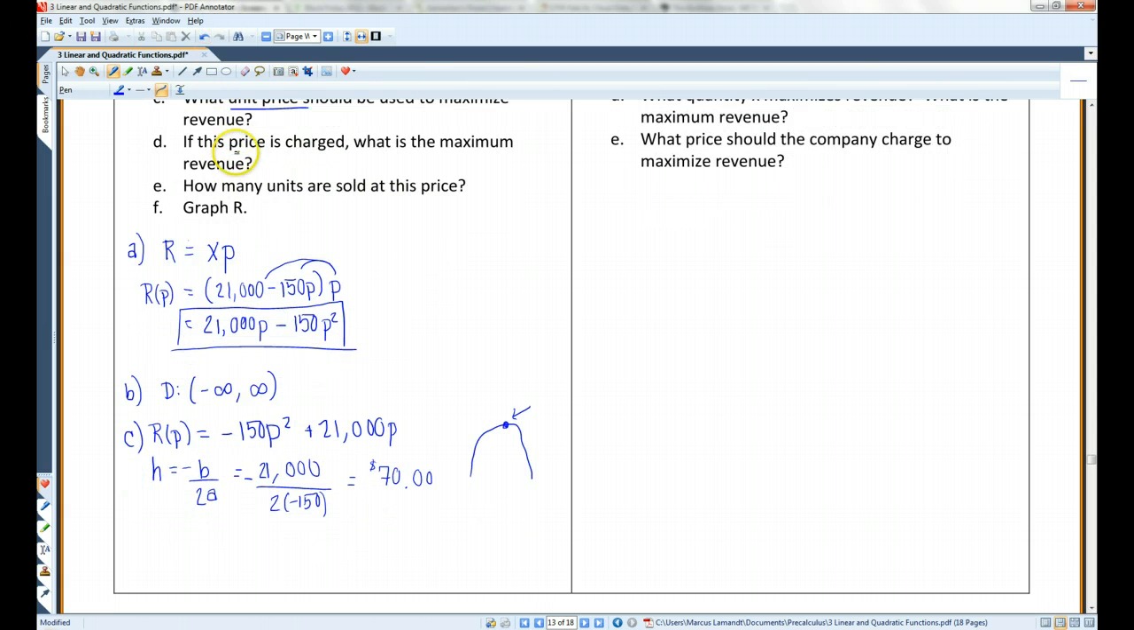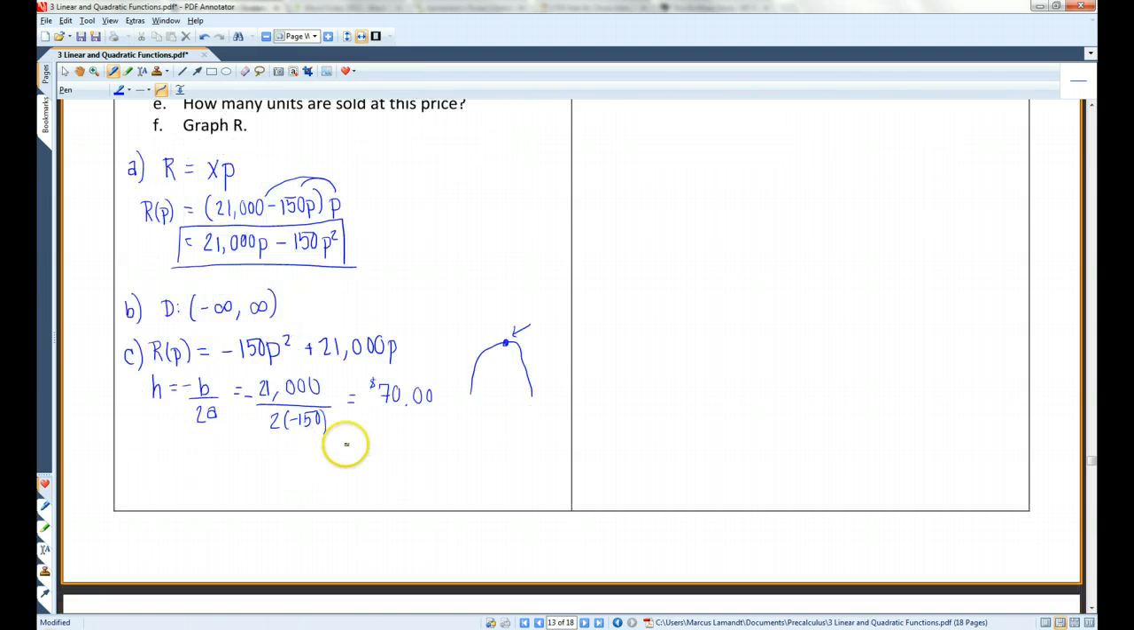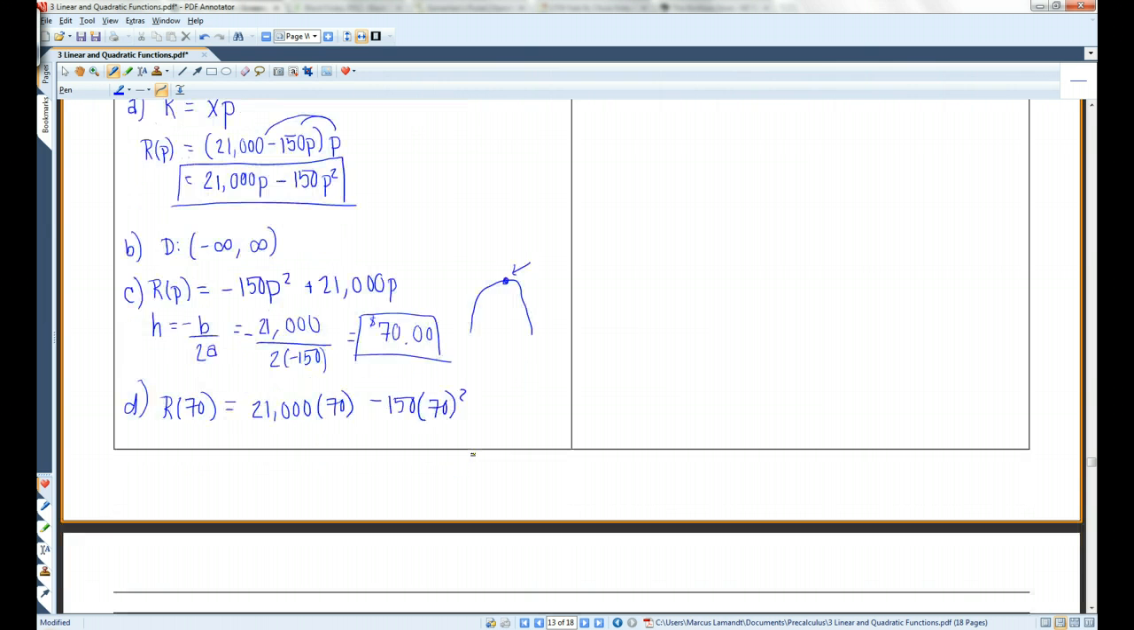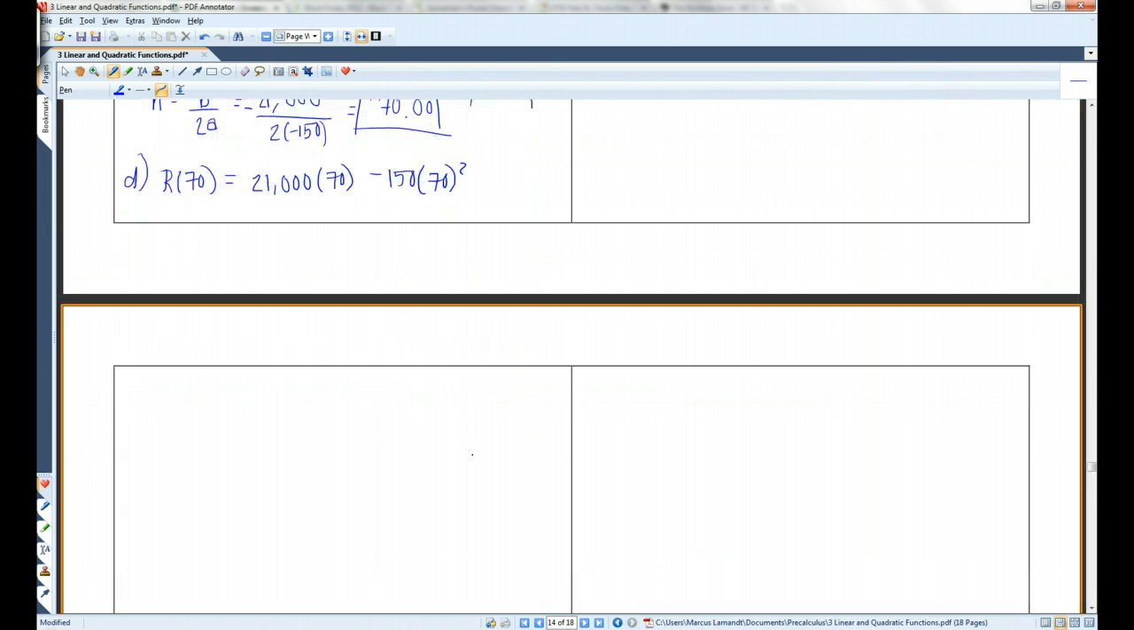Okay? Now, if we charge this price, what is the maximum revenue? Well, now we just got to plug it in. So this is part C. Part D, I need to find R of 70. So this would be 21,000 times 70 minus 150 times 70 squared. And you guys all have calculators. You could just plug it in if you like. You should end up with $735,000.